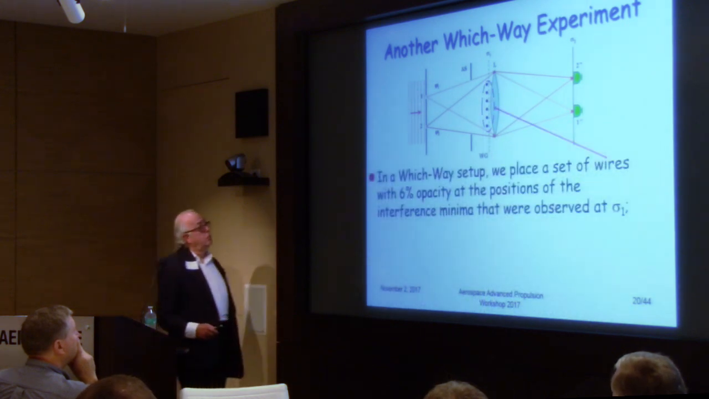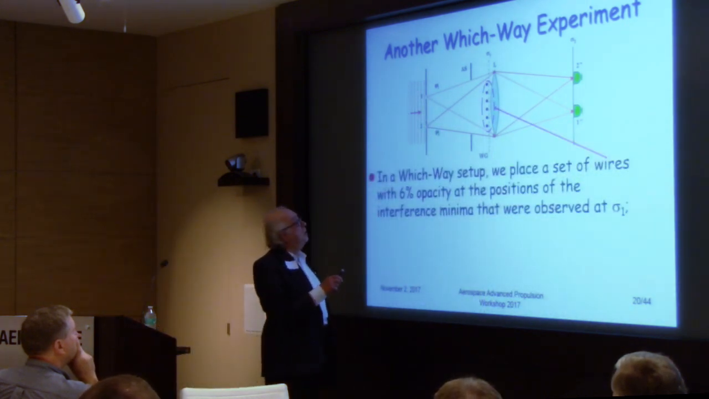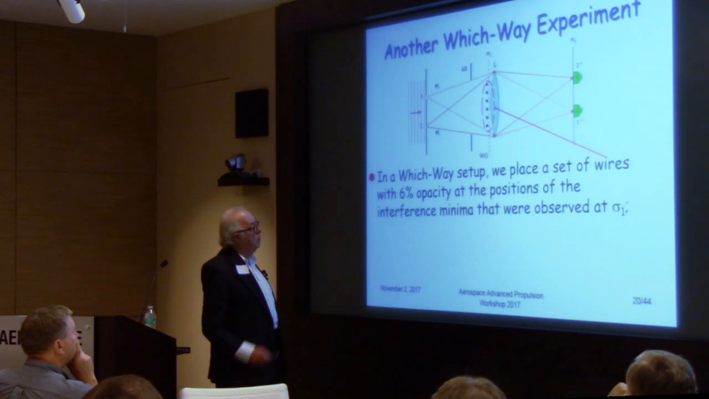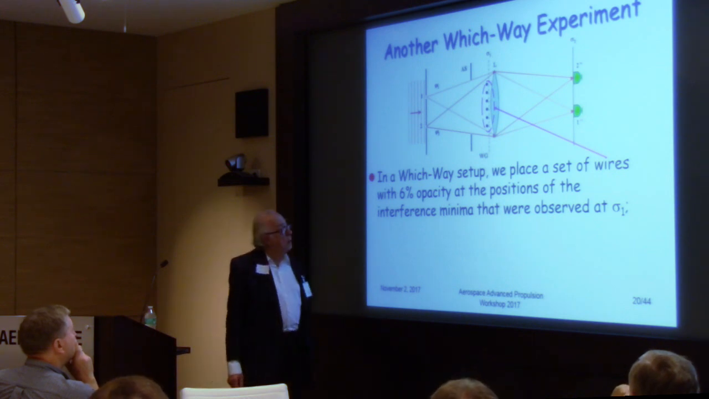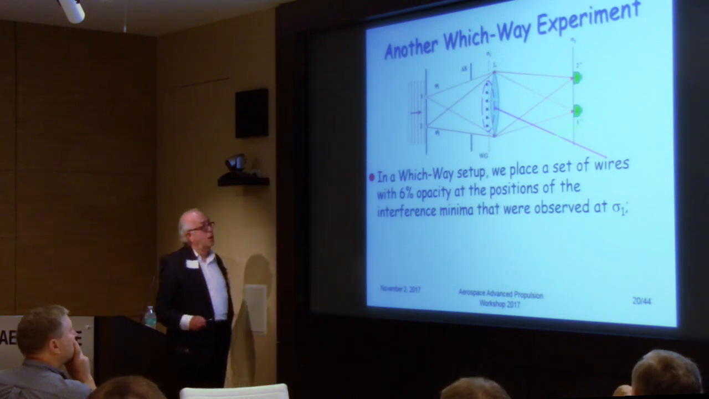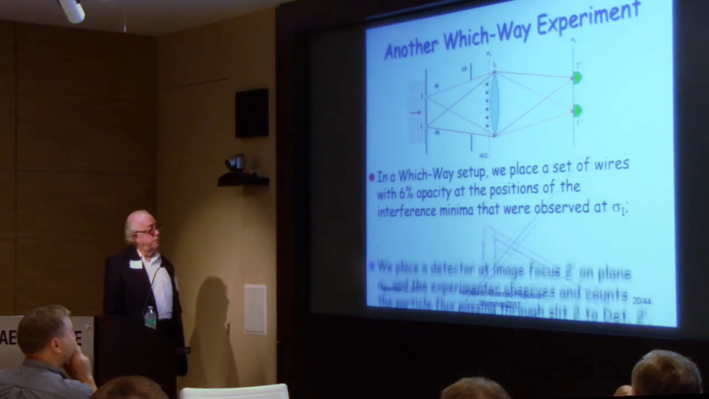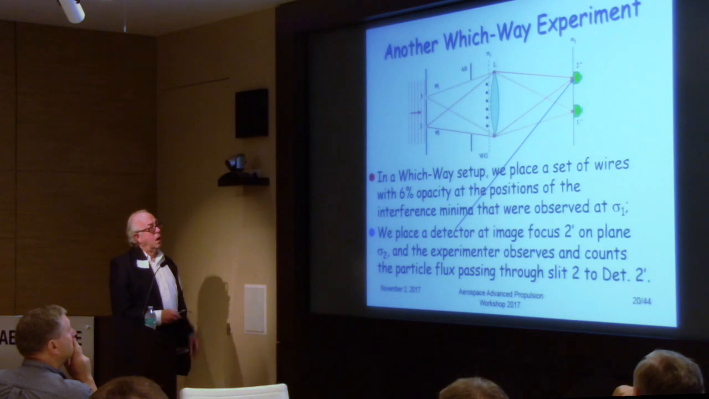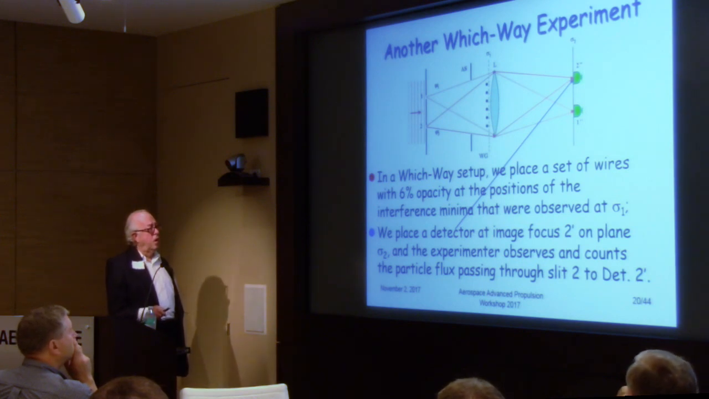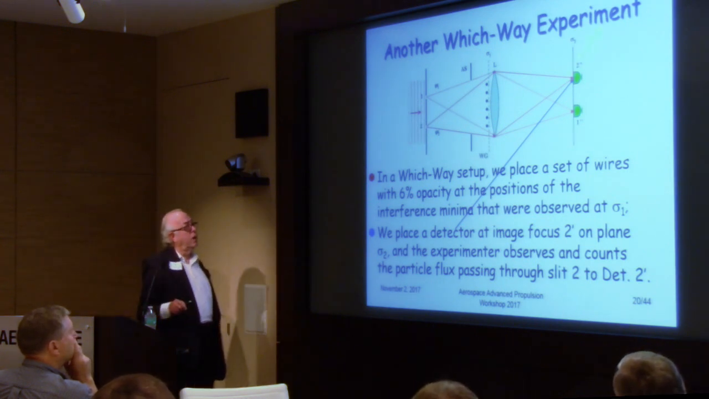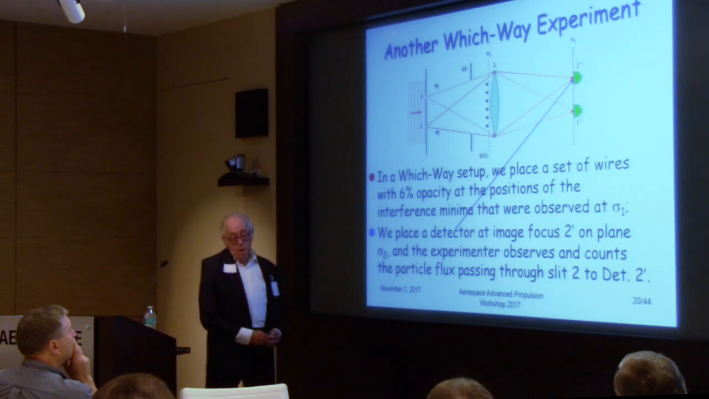Okay, and what we observe is that if we allow light to go through only one of these slits, the wires block about 6% of the light going through. So in the which way setup, we place a set of wires with 6% opacity in the way, and we place a detector at image 2 over here, and we measure the flux of light arriving at this detector. We just integrate all the counts we get here.